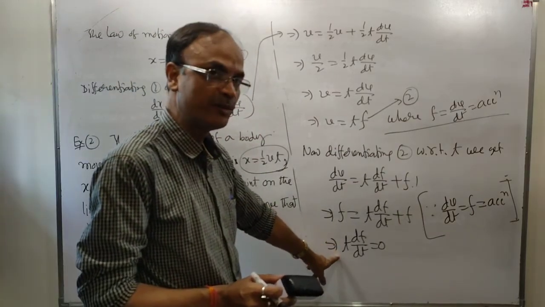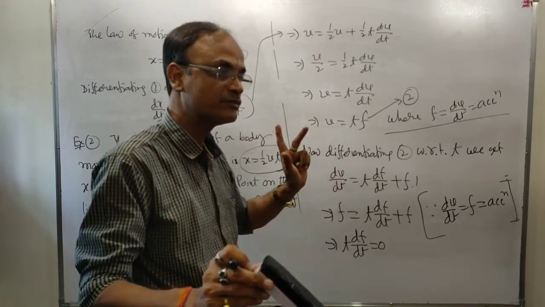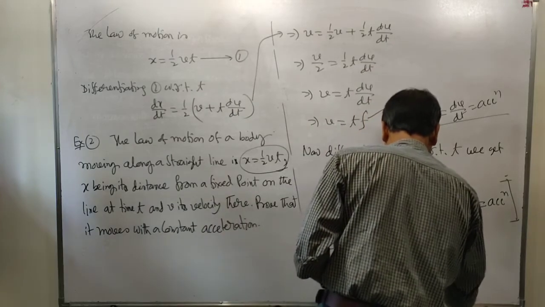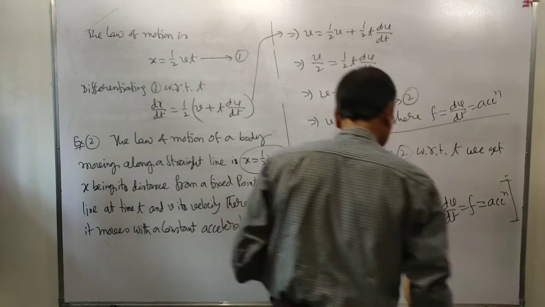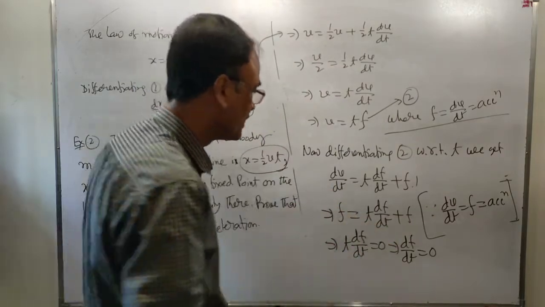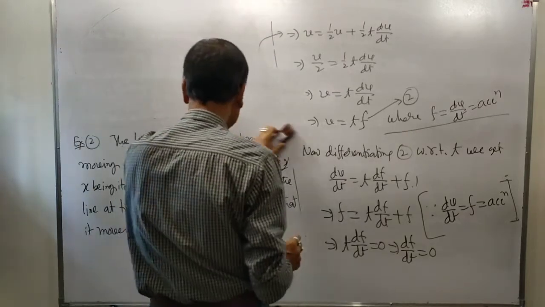T is equal to 0 means the particle is not moving at all. Therefore, df/dt is equal to 0. If you integrate this, we get f equal to constant.